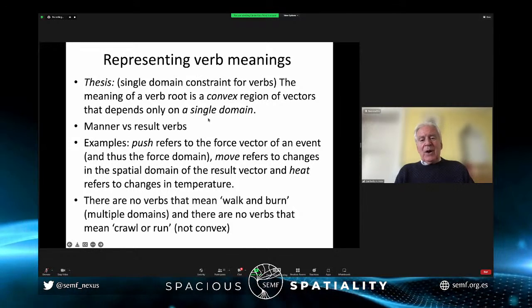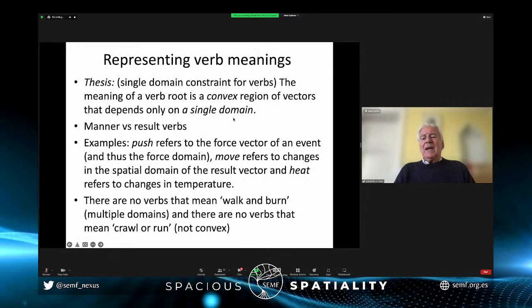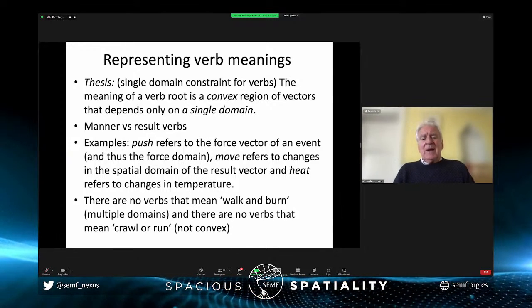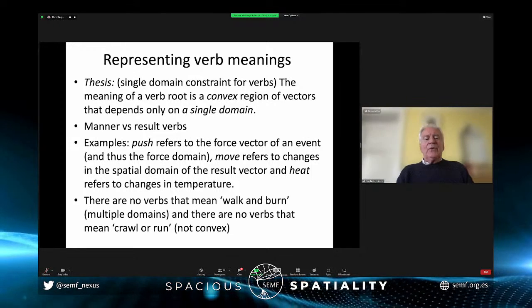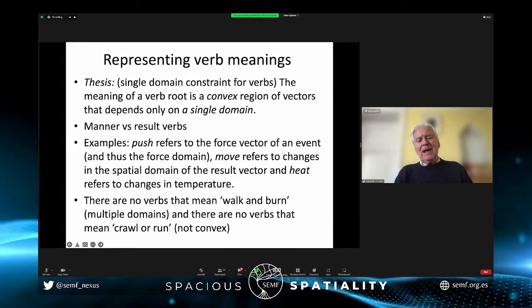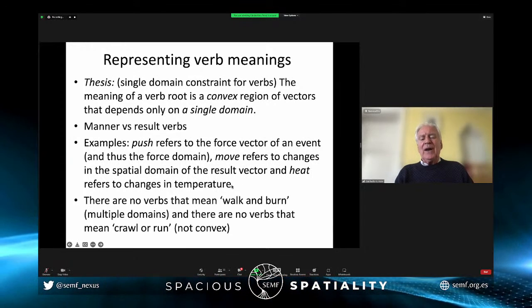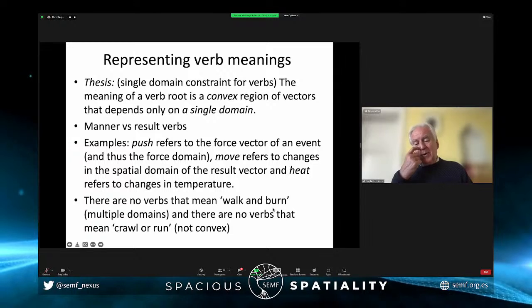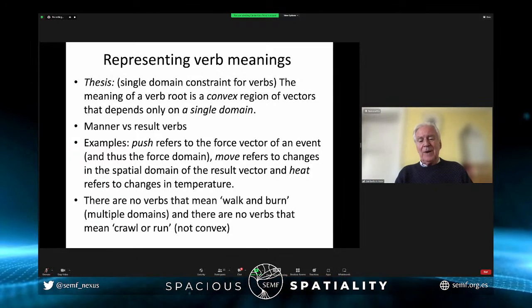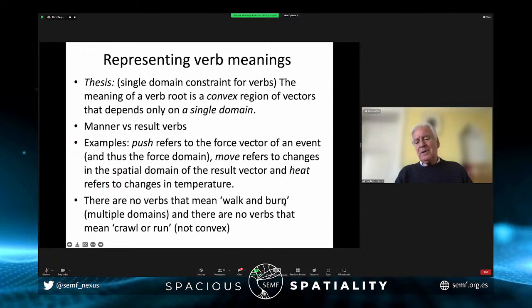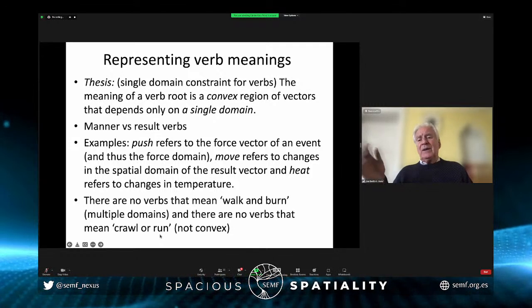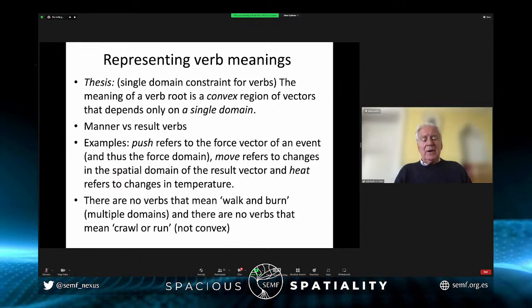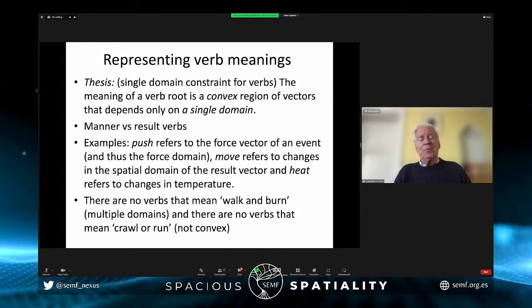And again, this idea of convex region and single domain allows me to make predictions of the same type as I made for adjectives. So I predict that any natural language you look at, you will not find verbs that mean walk and burn, because that involves multiple domains. One is a manner verb, this is a result verb. And there are no verbs that mean crawl or run, because that doesn't correspond to any convex region in the force vector space or force pattern space.